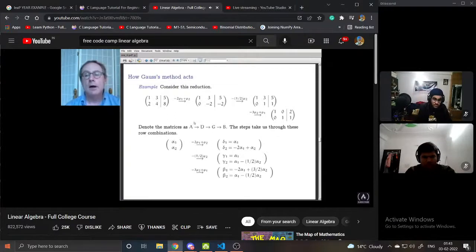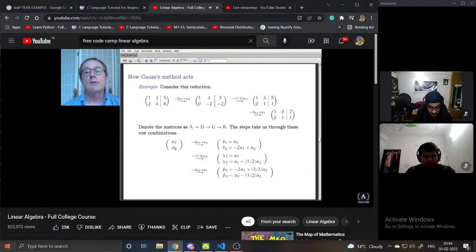And then the point is that the steps that I go through, the minus 2 row 1 plus row 2, the minus 1/2 row 2, and the minus 3 row 2 plus row 1, do something to the rows of the matrix. The rows of the second matrix somehow reflect the rows of the first matrix, and it's just as straightforward.